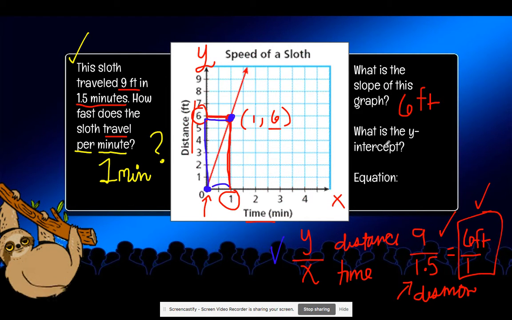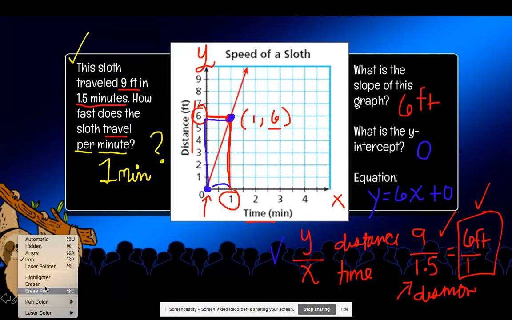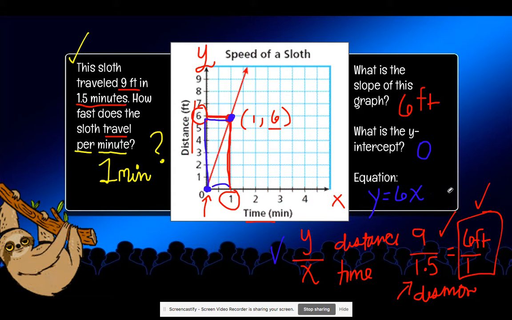Okay? What is the y-intercept? Ooh, we haven't seen that in a while. Well, actually, the y-intercept is wherever the line crosses. That is 0. And the equation to this graph is a proportional relationship where y equals 6x. I could put plus 0 as my y-intercept, but if I don't want to do that, that's completely fine because 0 means nothing. So I could just eliminate the plus 0, and y equals 6x will fit this graph.